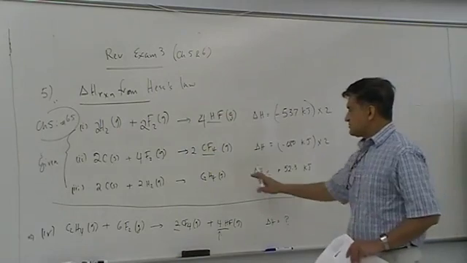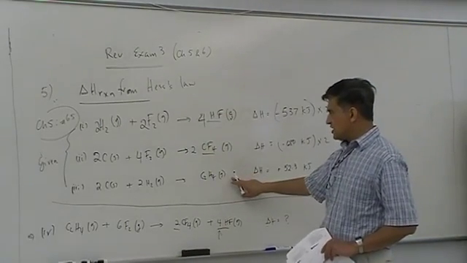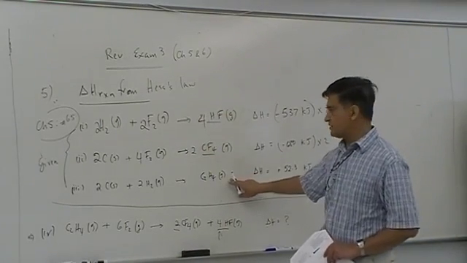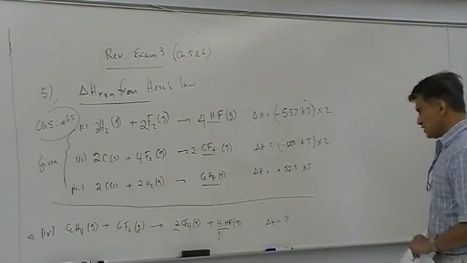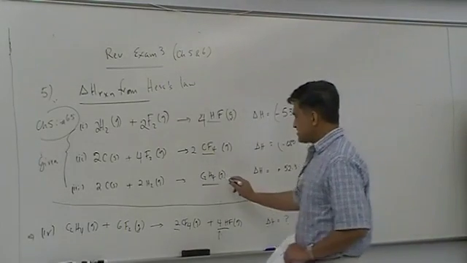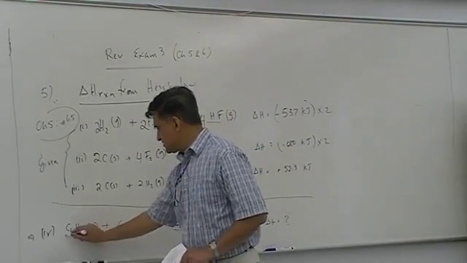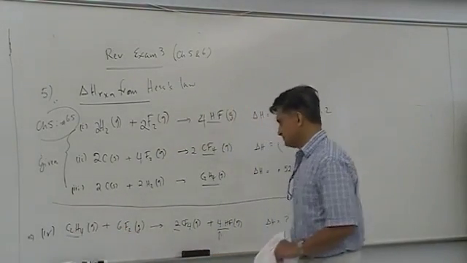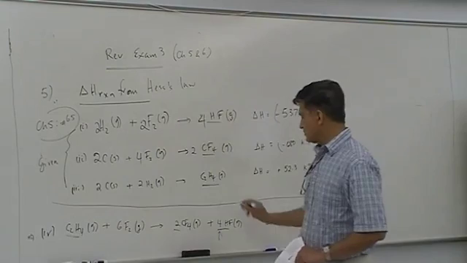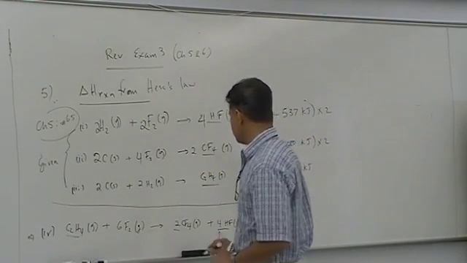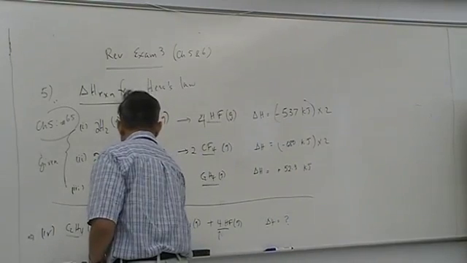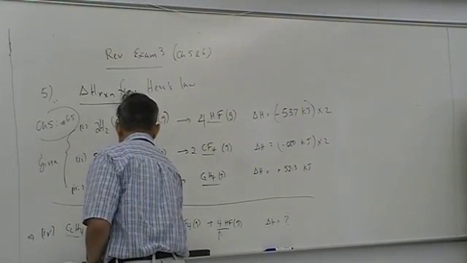Now let's get to the third reaction. What is unique in the third reaction that doesn't appear in 1 or 2? C2H4. So that's unique. In my target reaction or unknown reaction, C2H4 is on the left side. So what I need to do is switch the reaction. So the C2H4 goes to the left side. So when you do that, let's do that.